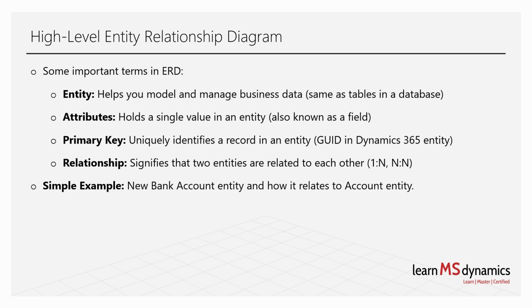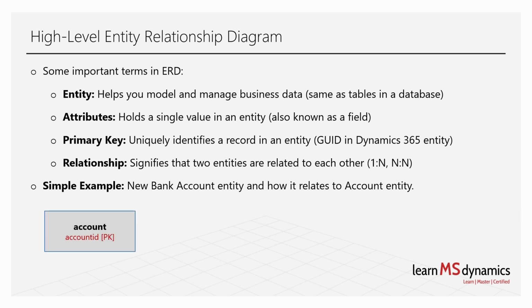So a simple example can be a new bank account entity that has been created and how it relates to the accounts entity. So in Dynamics 365, you already have an entity called accounts. It basically represents an organization or company that you work with, or can be your customer, can be your partner. So that is an account entity, and you create another entity called bank accounts based on your requirements. So how do these two entities relate to each other?